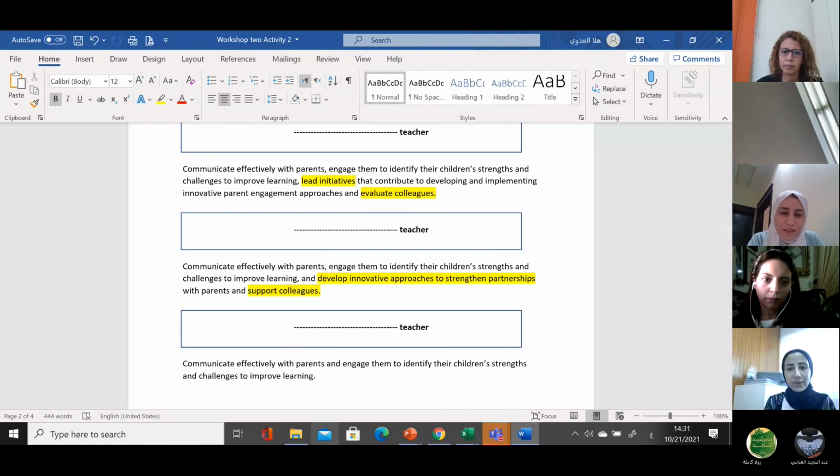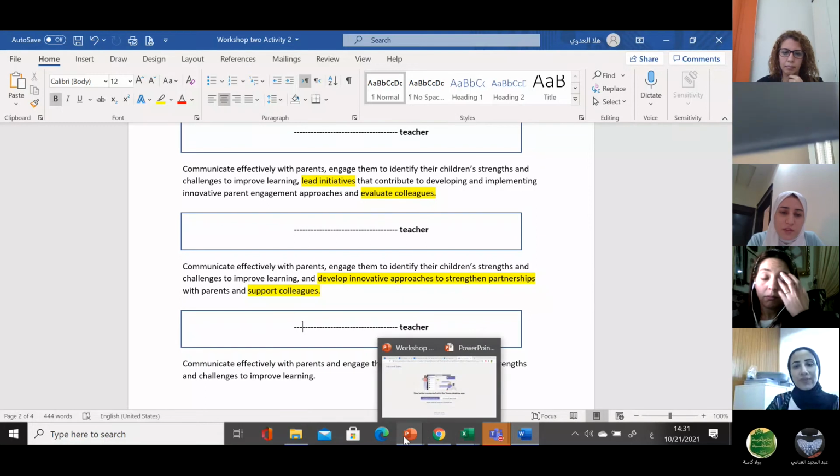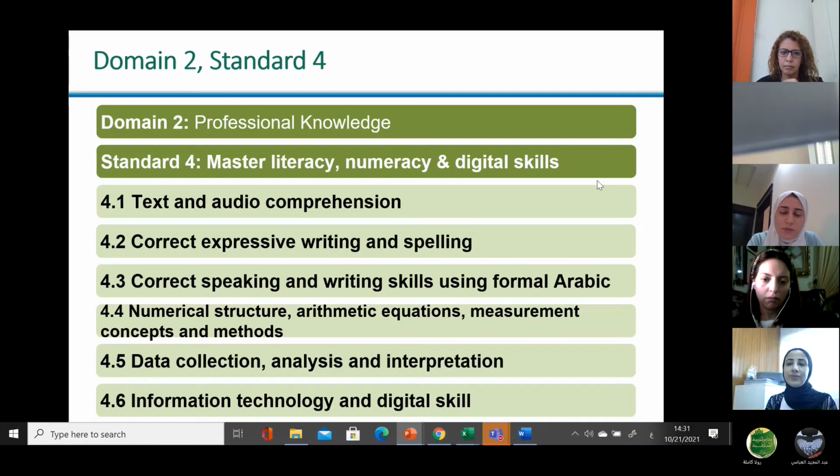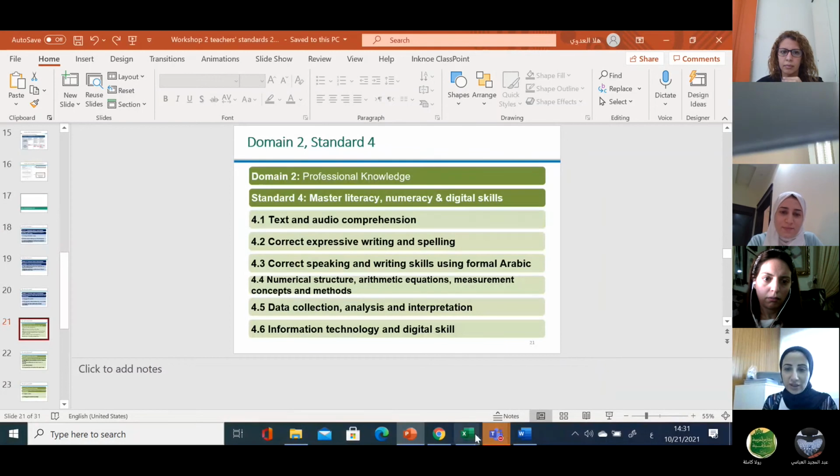And what about the third one? Communicate effectively with parents and engage. Okay, this is the practitioner one. Yes, that's the practitioner one.